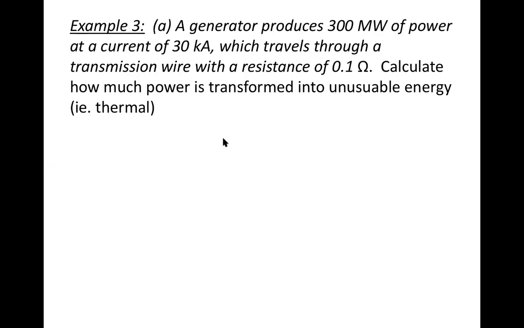So let's try an example of power loss. A generator produces 300 megawatts of power, where mega means times 10 to the 6, at a current of 30 kiloamps, where kilo means times 10 to the 3, which travels through a transmission wire of resistance 0.1 ohms. Calculate how much power is transformed into unusable energy, or thermal.